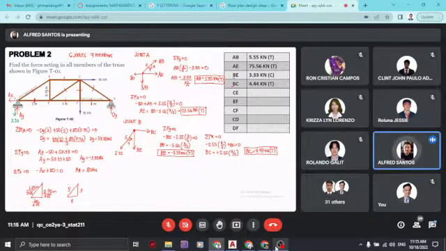Okay, so what's next? Joint C or joint E? So you can proceed with joint C, kasi apat yung members niya, I mean, and then isa lang yung nahanap natin, si BC lang. So ibig sabihin, we can proceed with joint E.